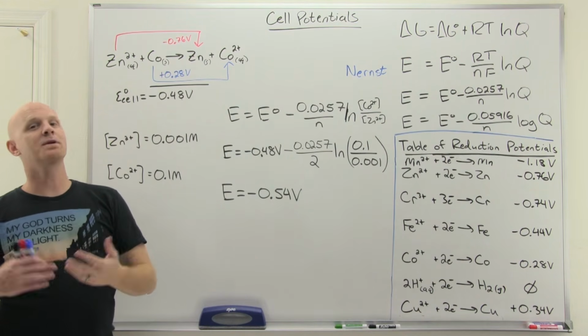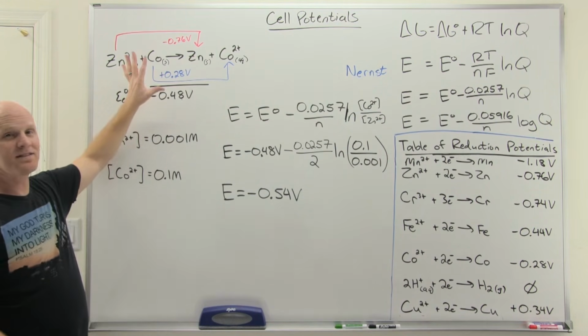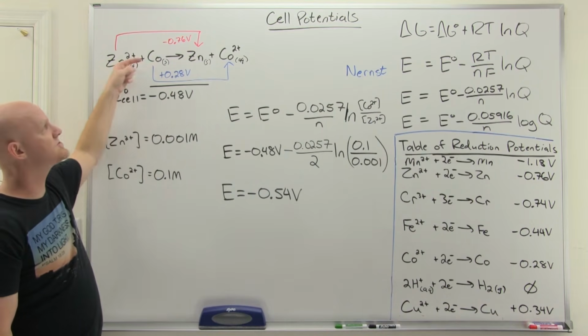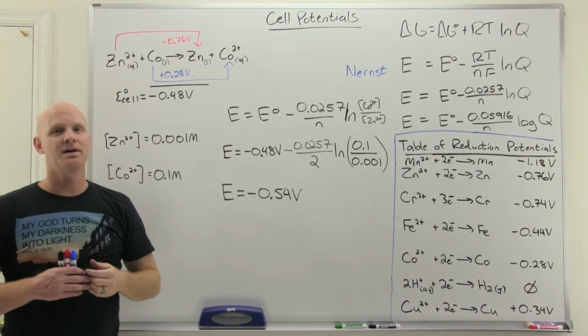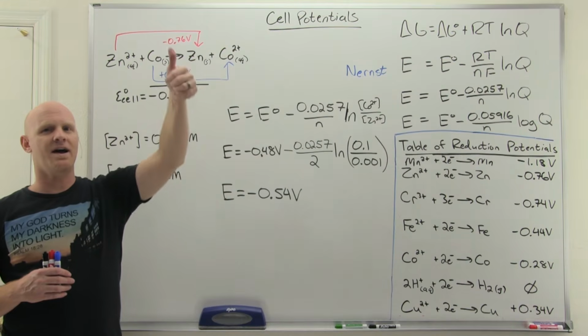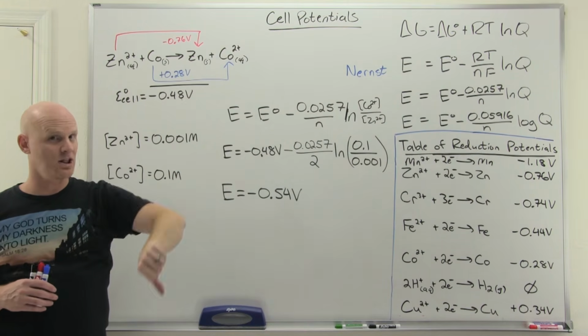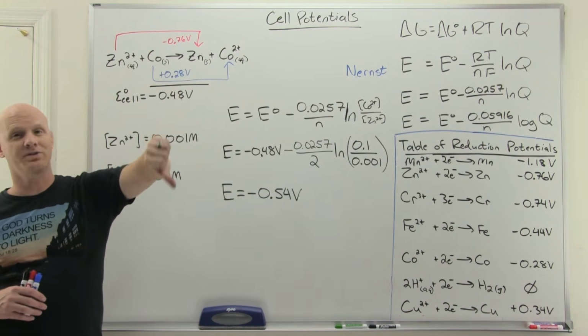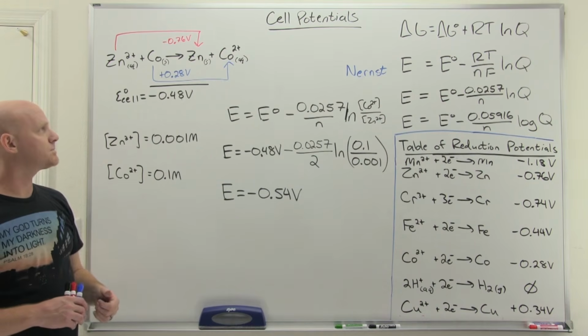Also a negative delta G, but a positive E cell. And so what we just demonstrated is that if you get a shift to the right, according to Le Chatelier's principle, that always causes E cell to get higher and delta G to get lower. So E cell gets more positive, delta G gets more negative, if you will.